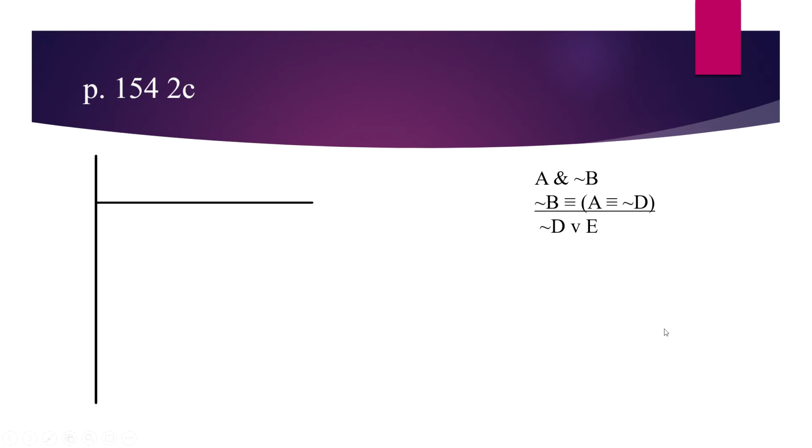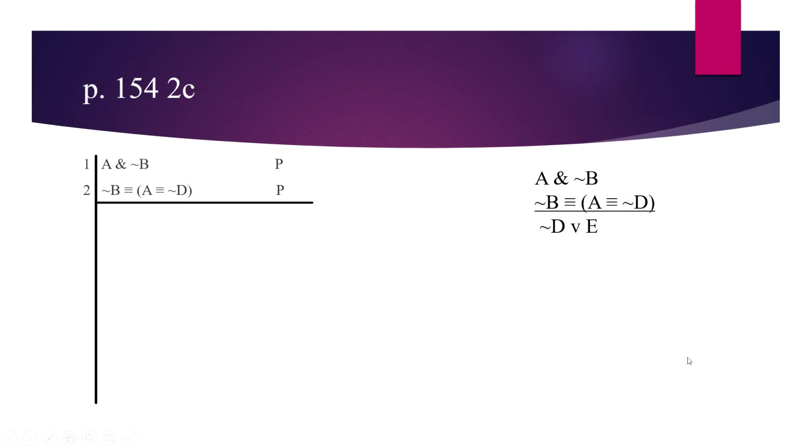The next problem asked you to derive it's not the case that D or E from the premises A and it's not the case that B, and it's not the case that B if and only if A, if and only if not D. This is another problem where one of the disjuncts in our conclusion doesn't occur anywhere in the premises. So we know we're going to have to use disjunction introduction after we get not D by itself.